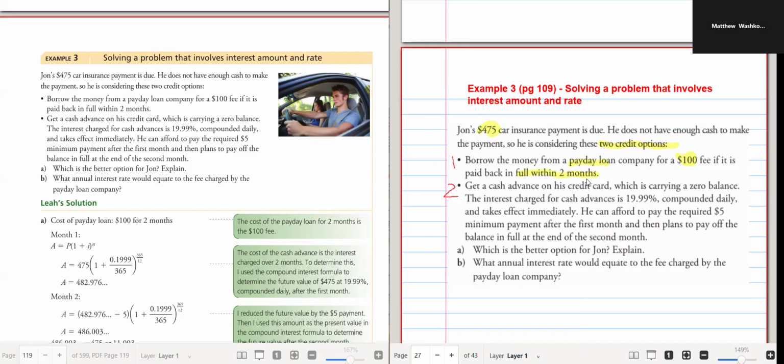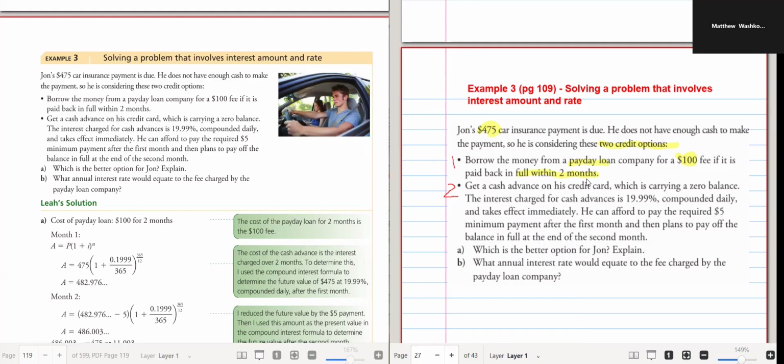As a side note, never go to a payday loan company. At that point, do illegal things to get money over that. Payday loan companies are the worst thing on the planet. You will screw yourself. Like, what happens to this guy if he doesn't pay it back in 2 months? Screwed. So don't do it.